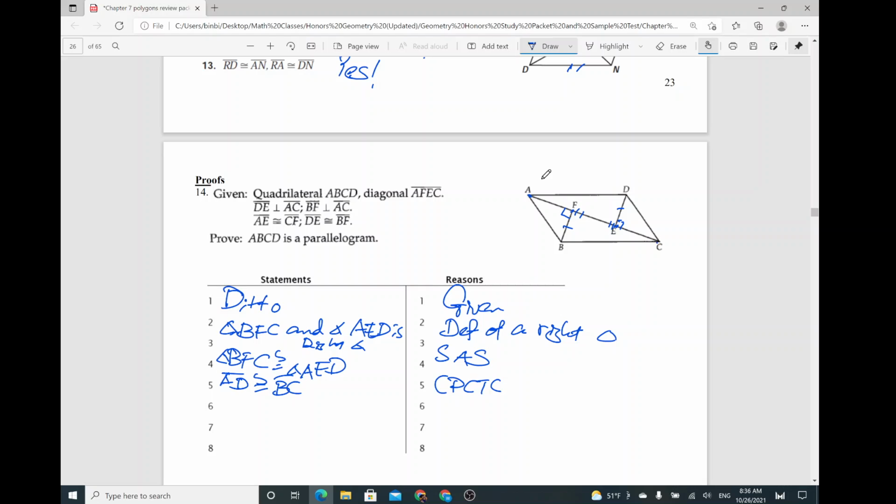Oh, here's another thing that we can state: segment AE minus segment FE, which is the same as segment FC minus segment FE. So this one you can say is the segment subtraction postulate.